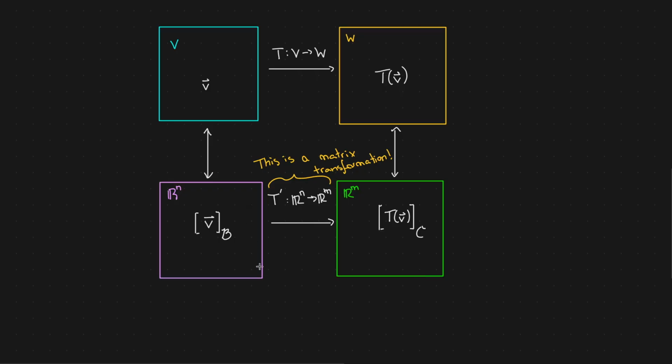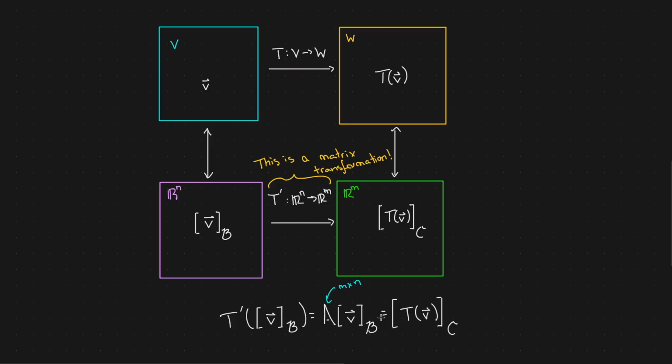So specifically, we get something like the transformation, let's call it T prime, of the coordinate vector of v with respect to basis B is going to be equal to some matrix A times the coordinate vector of v with respect to basis B. And what it's going to give me is the coordinate vector of the transformation of vector v with respect to basis C. So what we've done is we've discovered there's this m by n matrix A that gives us the information we need to describe this original transformation.